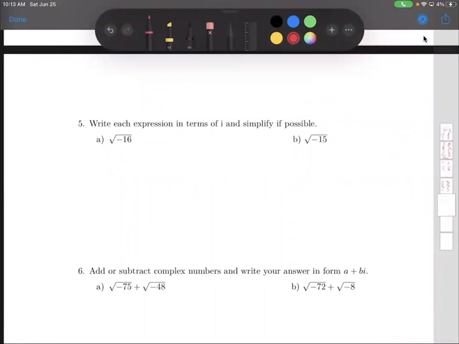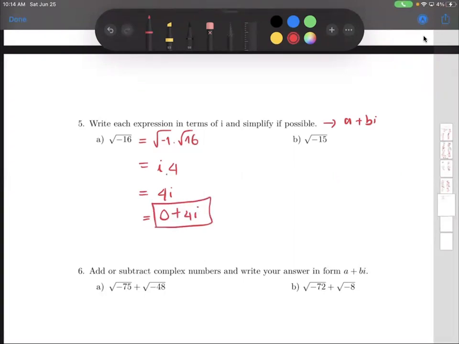Number 5, write each expression in i and simplify if possible. All right, square root of negative 16 is equal to, if I were you, I would break it up into square root of negative 1 times square root of 16. Well, square root of negative 1 is i. Square root of 16 is 4. So 4i. I'm going to write it in terms of a plus bi. So it's going to be 0 plus 4i. On the exam, I'll specify that.